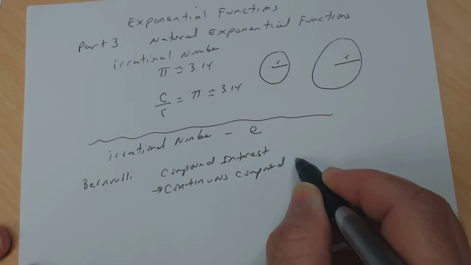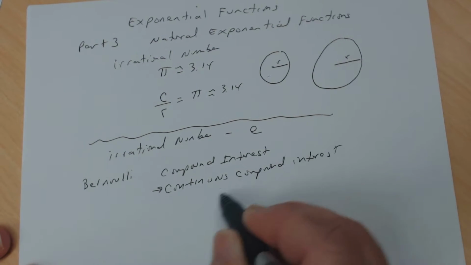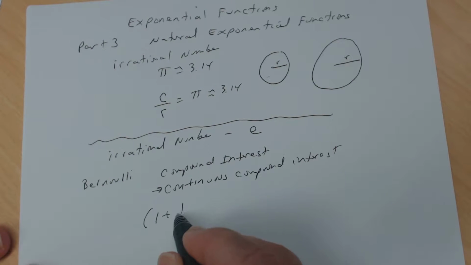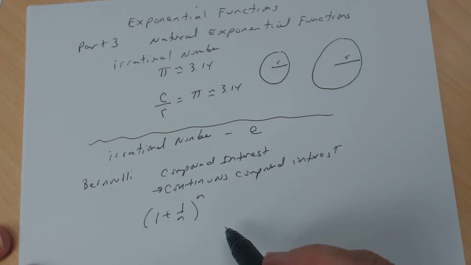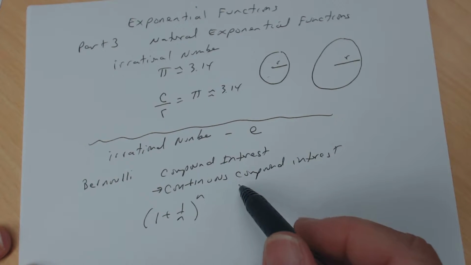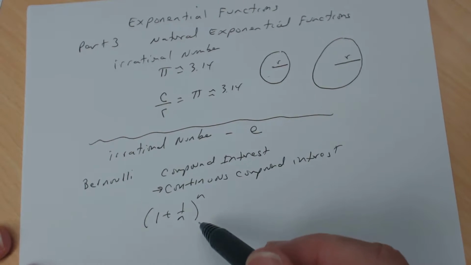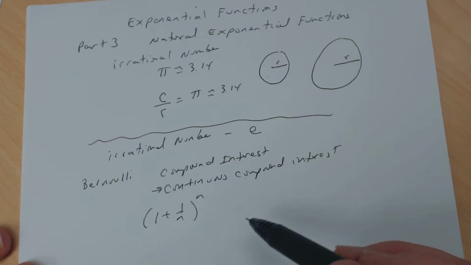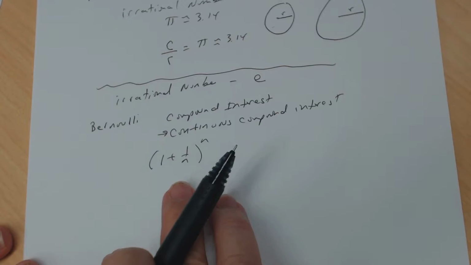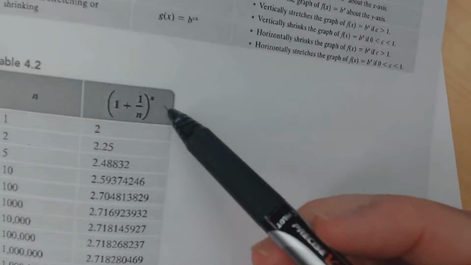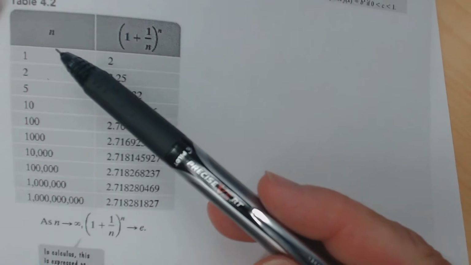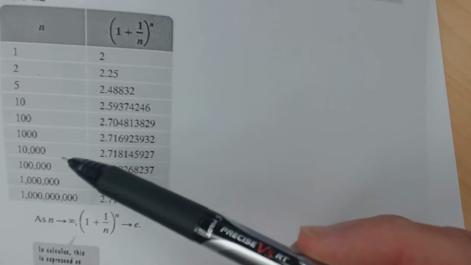And he used this expression, 1 plus 1 over n raised to the n power, to examine or to find what this continuous compound interest equals, so to speak. So he took this expression, and it's in one of your handouts right here on page 2 of your handout. He looked at values of n that got bigger and bigger and bigger.